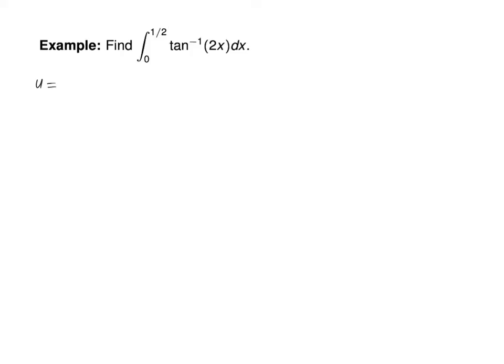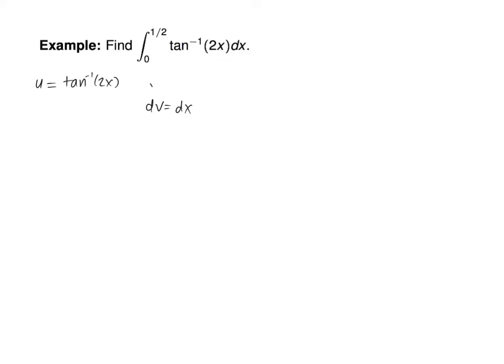Okay. So same sort of strategy. You don't know how to anti-differentiate inverse tangent, right? You know how to take its derivative though, yes? At least you're supposed to. So u is inverse tangent of 2x. What's left over to be the dv? dx.